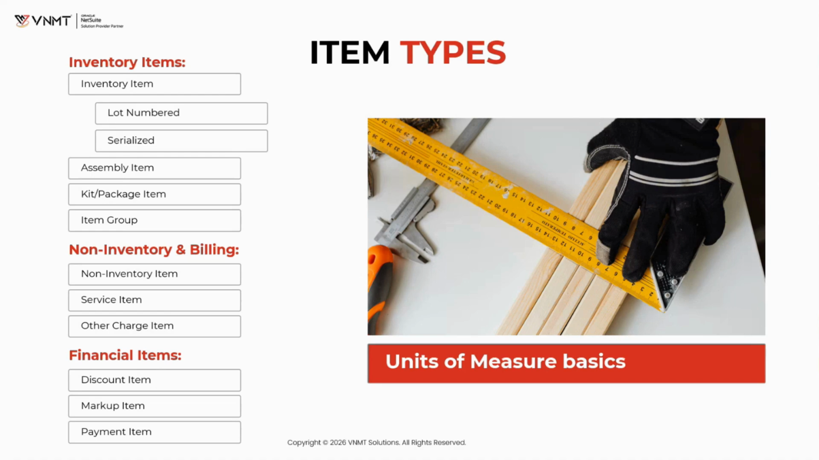Next up are some of your assembly, group, and kit items. Item groups are simply a bunch of things that you buy together, and you want to include that selection for your sales team to add in directly on your sales order in one go.